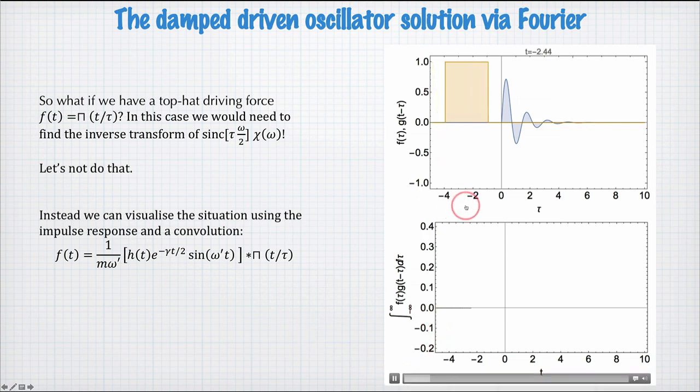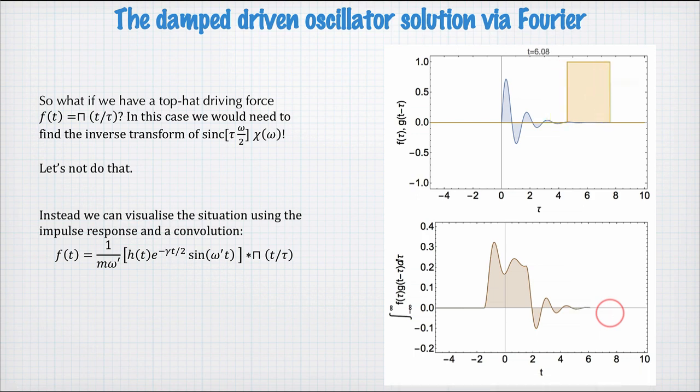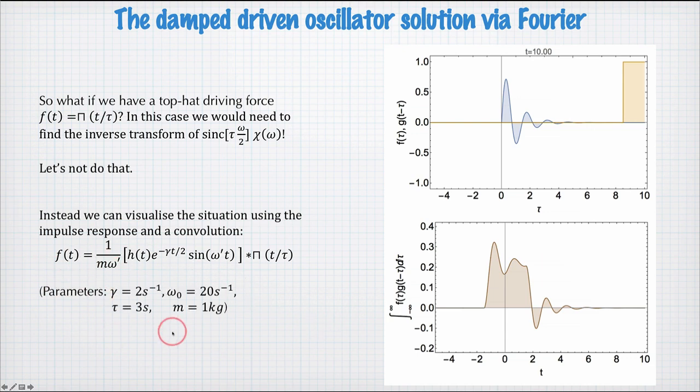So here's our driving force coming along. It hits our oscillator and it starts responding. It oscillates a bit, and at some point here, the force is turned off, and from this point forward, the oscillator is just decaying with no driving force anymore. The parameters I've used in this simulation, by the way, are these here, in case you're interested in trying to reproduce these results in your own simulation.